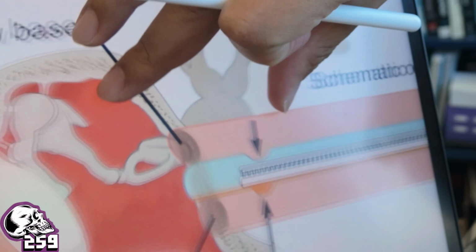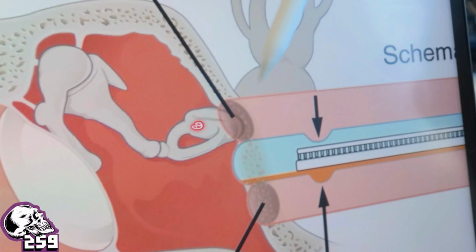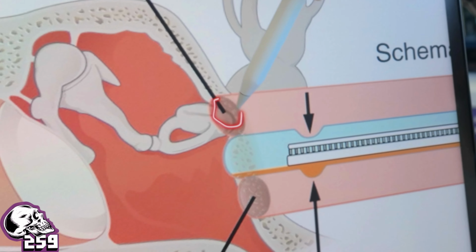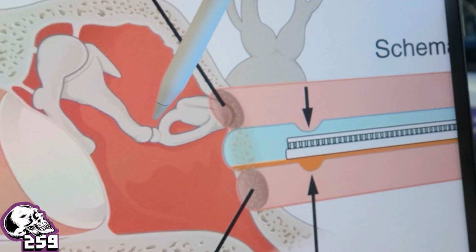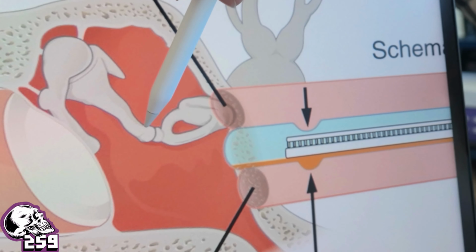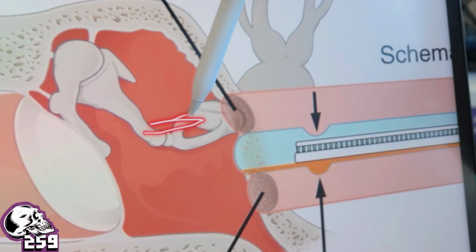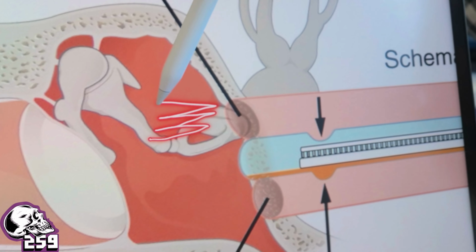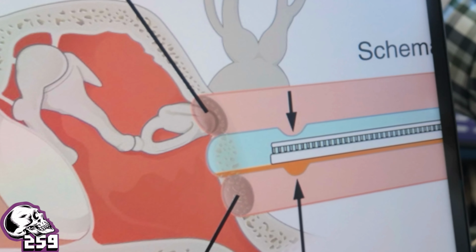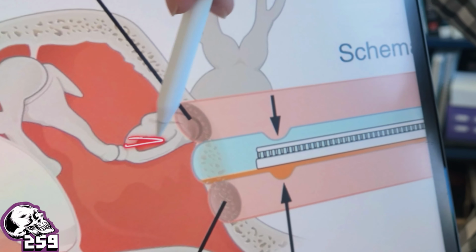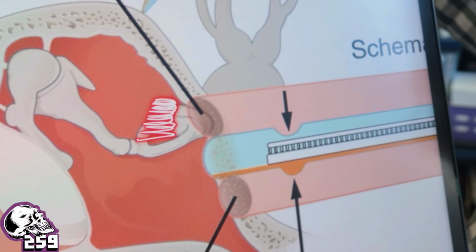So we'll zoom in really quick over here. Here's your stapes. Here's your oval window. And a low pitch noise is going to vibrate the stapes back and forth at a slow frequency, back and forth like that. And a high pitch noise is going to vibrate the stapes rather quickly, with high frequency.